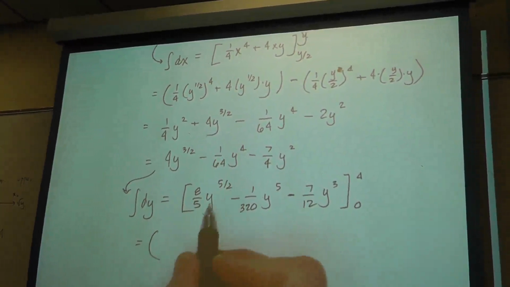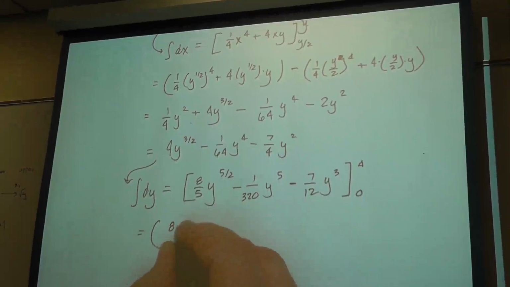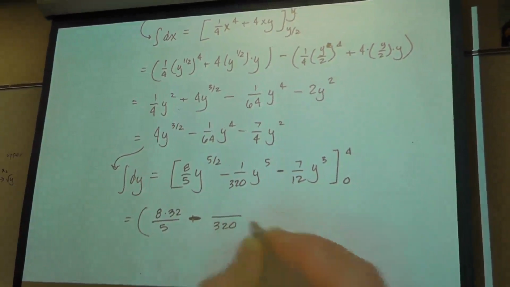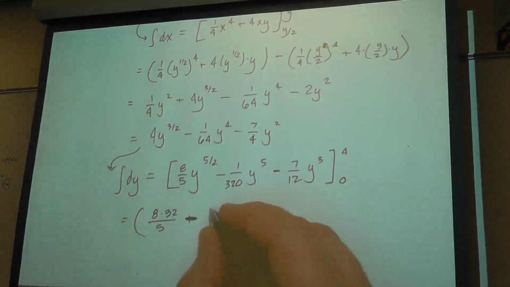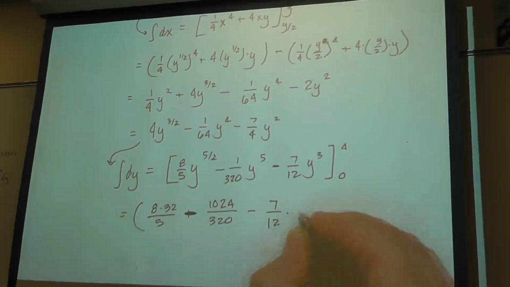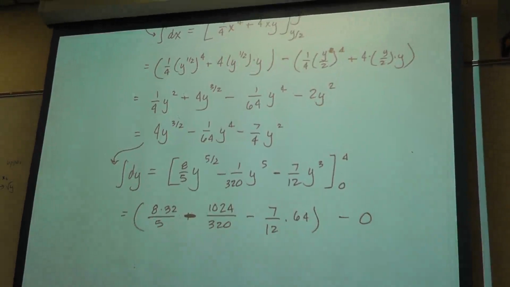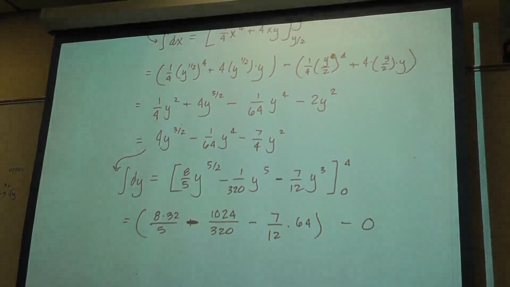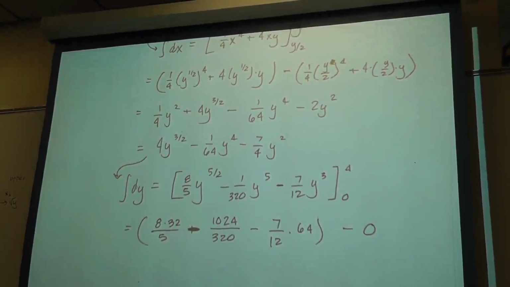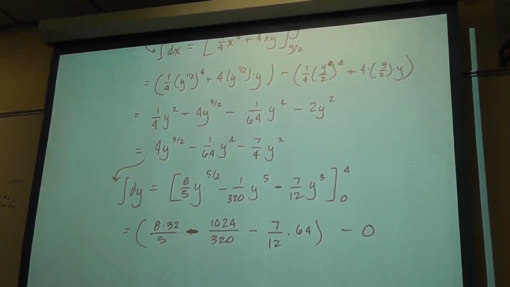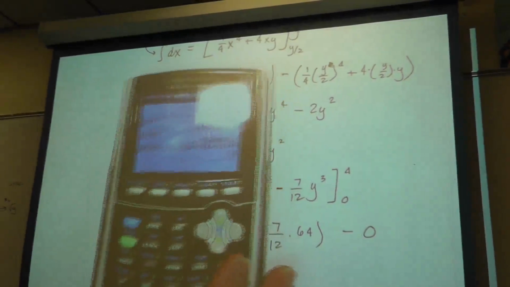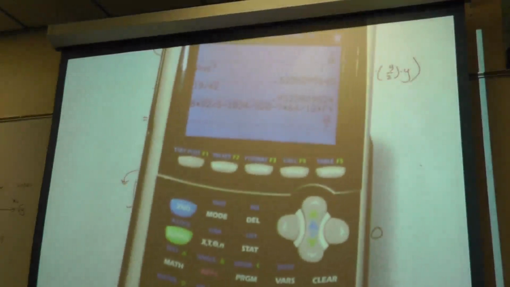So when I plug in the 4, the square root of 4 is 2, 2 to the 5th is 32, so that becomes 8 times 32 divided by 5, minus 1024 over 320 in the denominator, 4 to the 5th. Don't ask me how I knew that. And then minus 7/12 times 64, and then 0 wipes out everything in that polynomial, so I'm going to go liberal with my frac button. 8 times 32 fifths minus 1024 over 320 minus 7 times 64 over 12. Math, frac. 32 thirds. You can't see from the glare, but I promise it's there. 32 thirds. Okay.